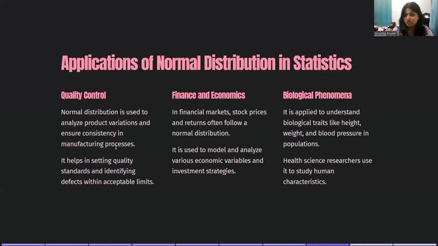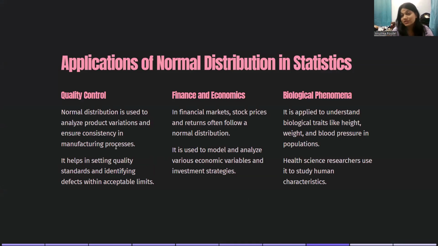Application of normal distribution in statistics. Let's look into the applications of normal distribution after discussing what normal distribution is. First is quality control. Normal distribution is used to analyze product variation and ensure consistency in manufacturing processes.